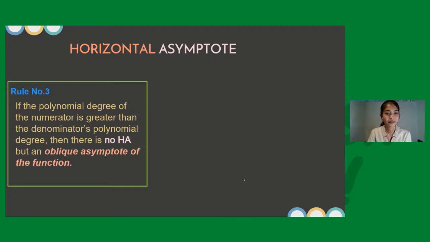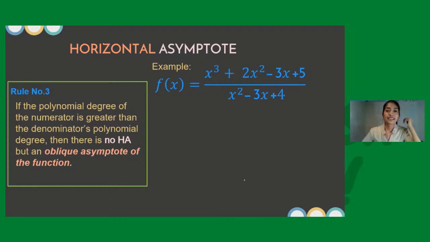So this time, if the polynomial degree of the numerator is greater than the denominator's polynomial degree, then there is no horizontal asymptote. But we can represent the asymptote as an oblique asymptote. So how can we do that? Ayan, let's assess this example first. Given f of x is equal to x cubed plus 2x squared minus 3x plus 5 all over x squared minus 3x plus 4, we can see here that the exponent of the leading term in the numerator is greater than the exponent of the leading term in our denominator.